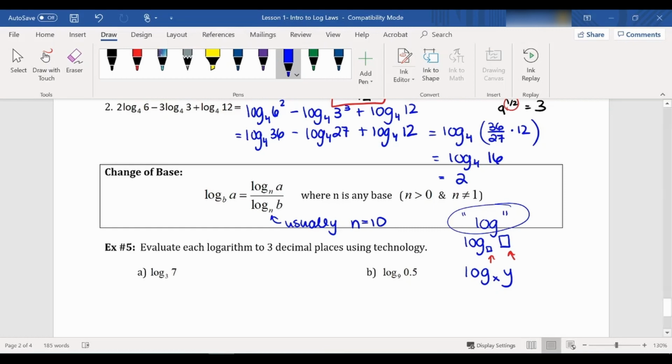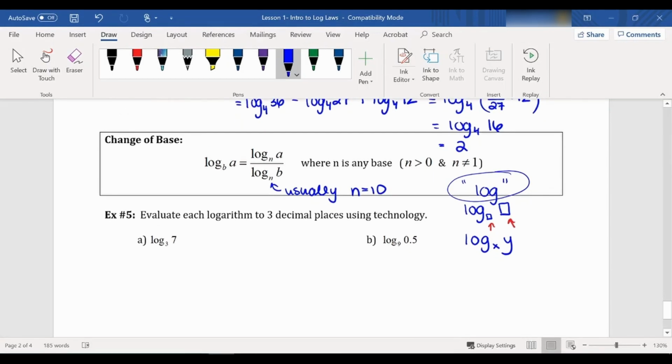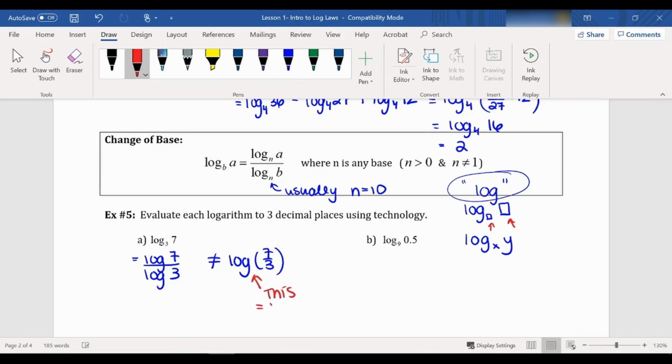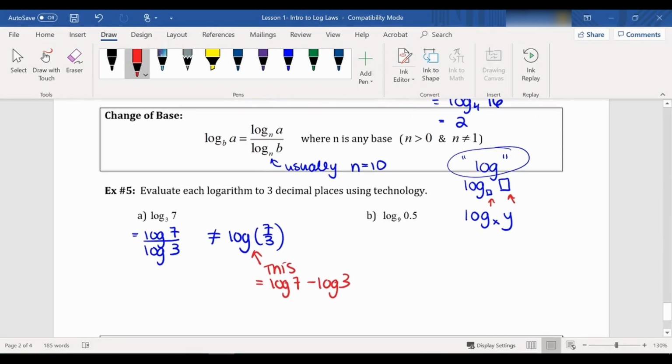So how you would do this is you would rewrite log base 3 of 7 as log 7 over log 3. Notice that this is not equal to log of 7 over 3. Those are not the same thing. Log of 7 over 3 is log 7 minus log 3 from our quotient law. It is not log 7 divided by log 3. There is no way you can simplify this.